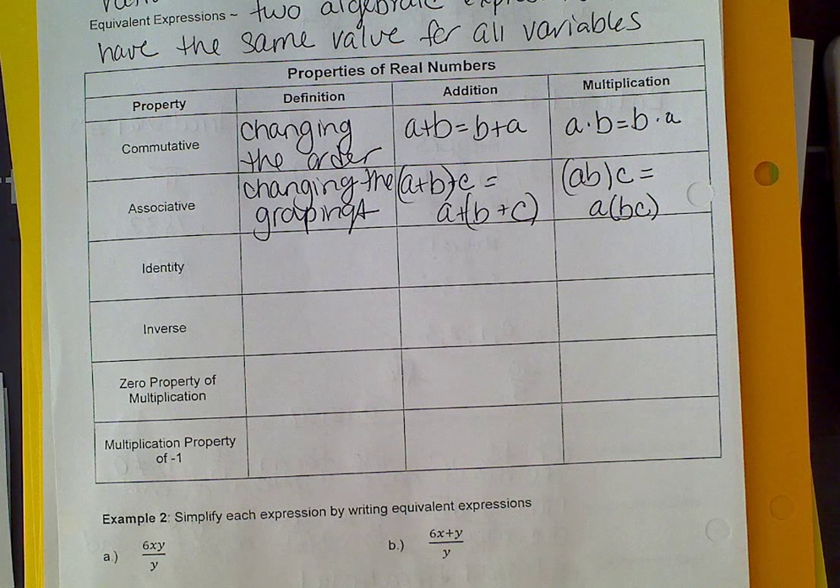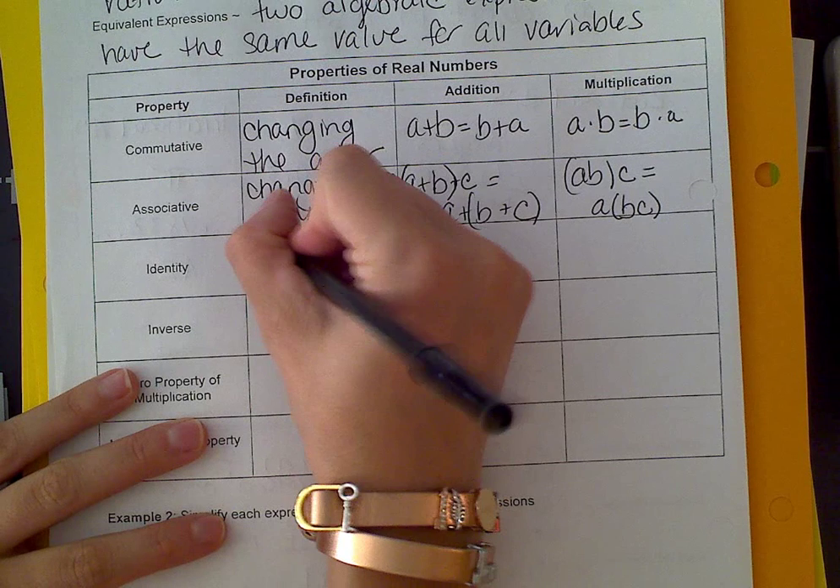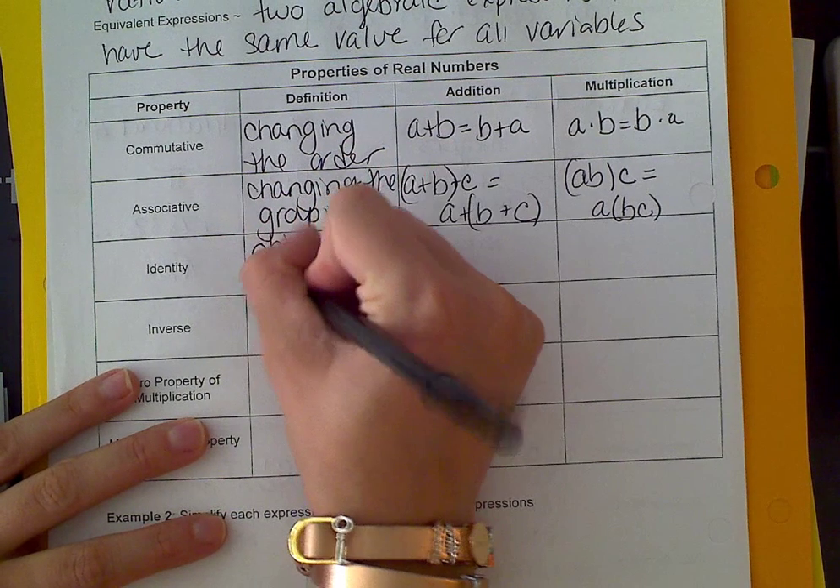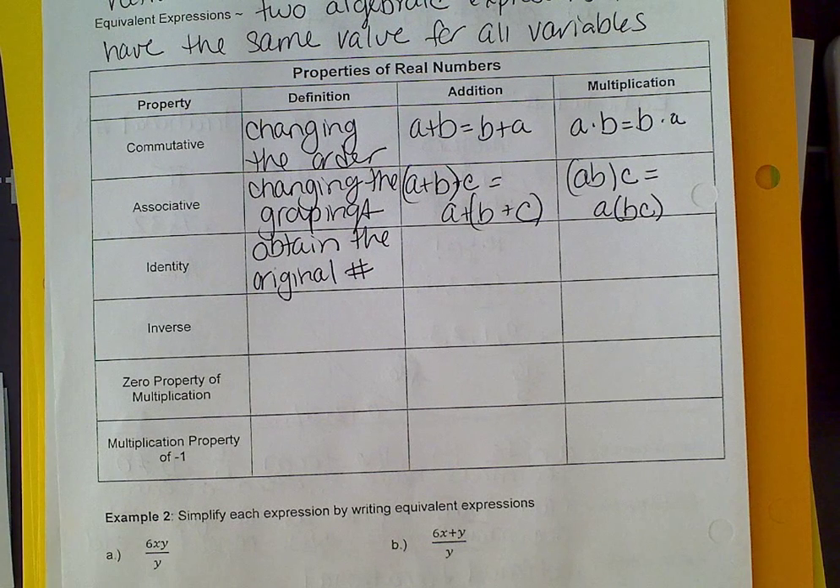Okay, the identity property. When you talk about your identity, right, that's who you are. So identity means it stays the same. Okay, I'll say a fancy word here. Obtain the original number. Okay, the original number doesn't change. It stays true to who it is.